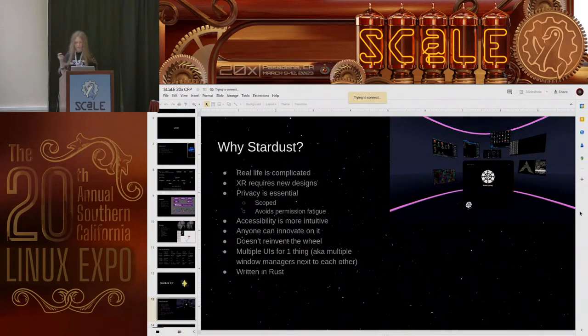We have multiple UIs for one thing. That sort of ties into the first one, where real life is complicated, so therefore we have to have something that fits your current situation, and it is written in Rust. That basically means that it almost never crashes, which is huge when you're dealing with desktops, because I'm sure a lot of you have encountered a lot of crashes. And in XR, it's especially painful.